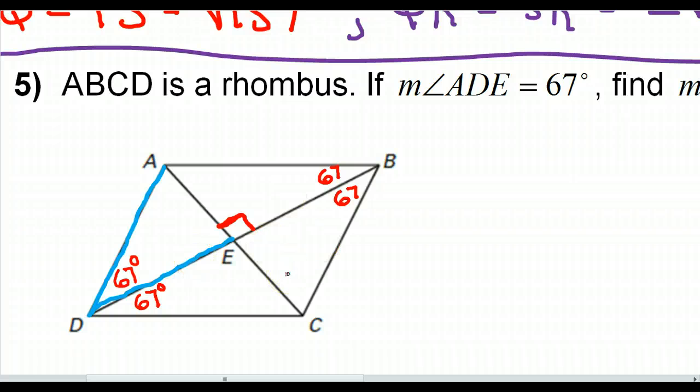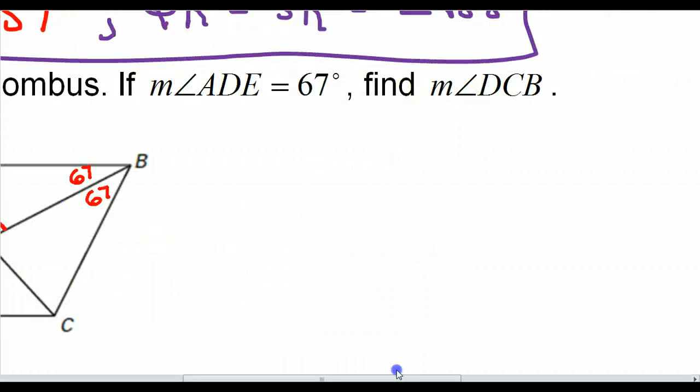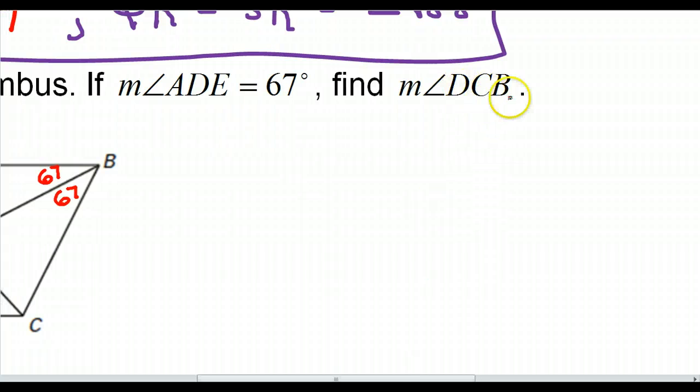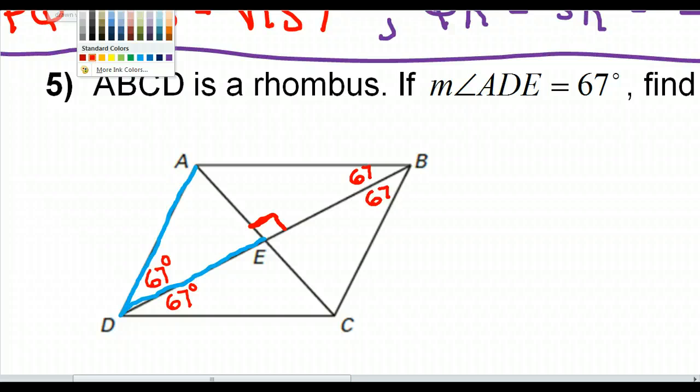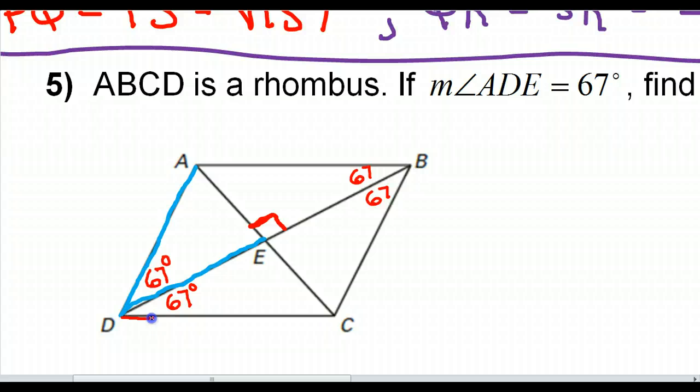So we really need to know what we're supposed to find. We're supposed to find angle DCB. Okay, so here's the angle that we're supposed to find right now. I'll just keep it red. We're supposed to find angle DCB.